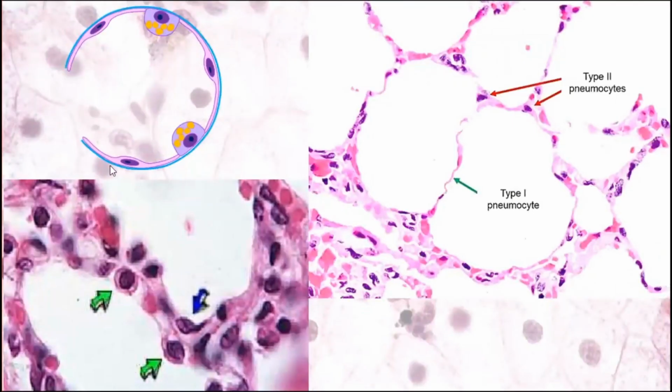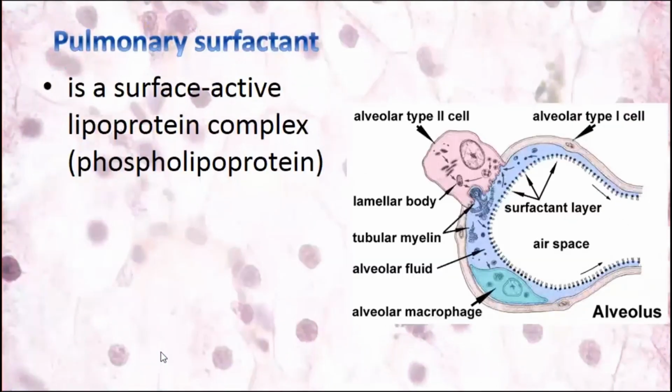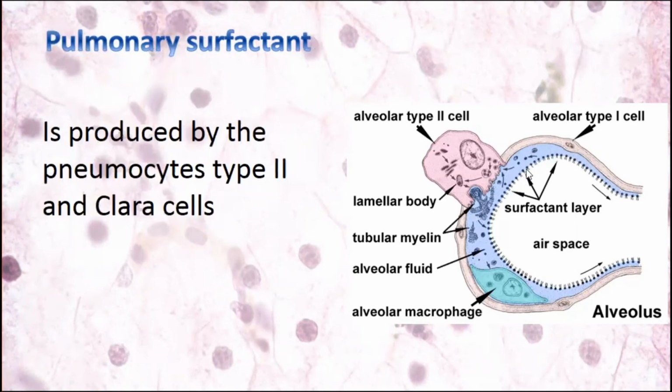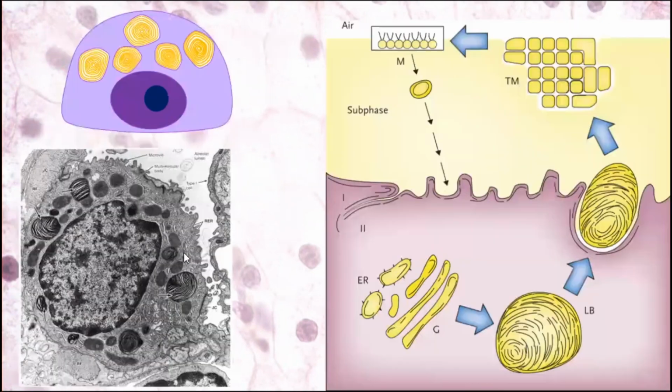Here we can see alveolocytes type 1, they are squamous in shape, and type 2, they are round or cuboid in shape, and they produce surfactants. Surfactant is a surface-active lipoprotein complex, which reduces surface tension and prevents collapsing. It's produced by two types of cells, pneumocytes type 2 in alveoli and Clara cells in the bronchioles.